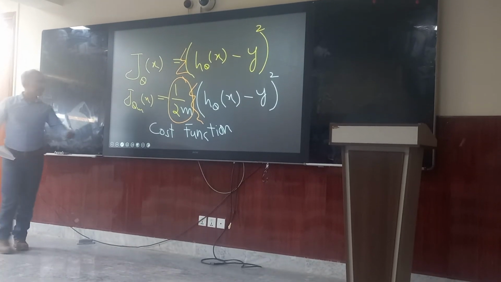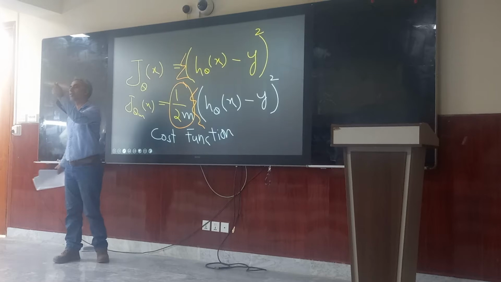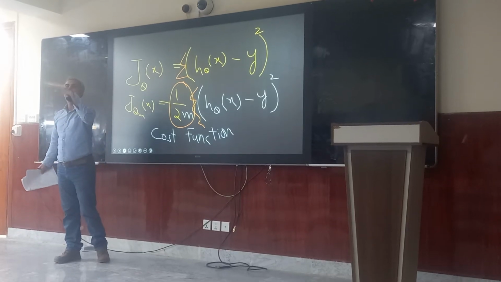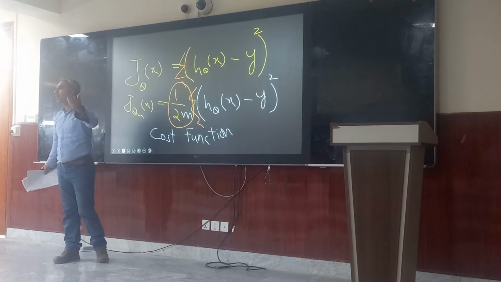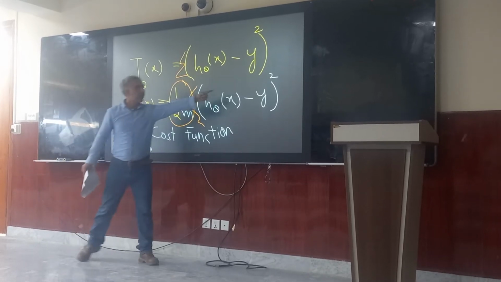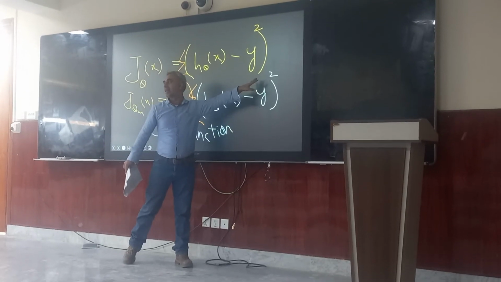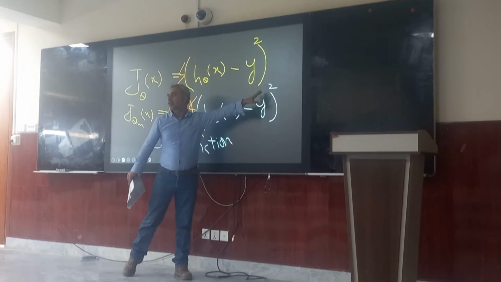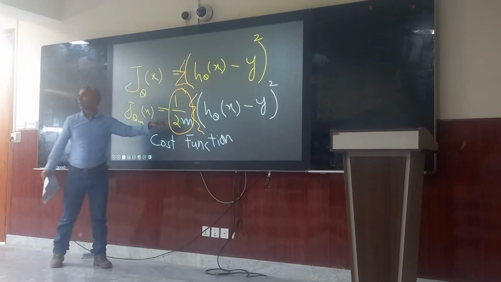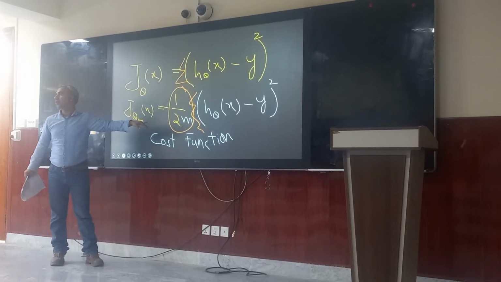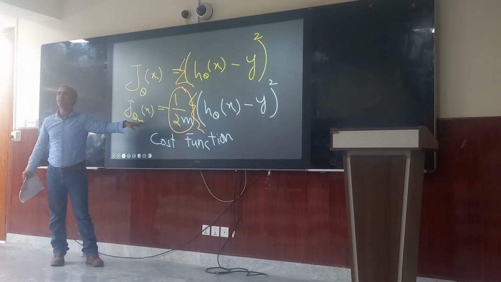So once you divide with m, you will get some kind of a unique figure among the m number of examples, whatever you want to calculate. And this two, if you are taking the gradient, basically you need to take the derivative. Once you take the derivative, this two will be cancelled out with this two. So this is added intentionally here.